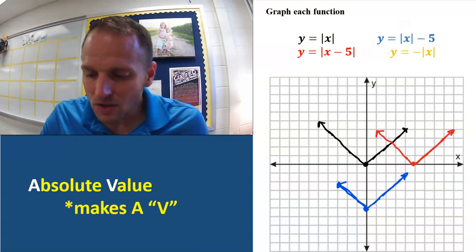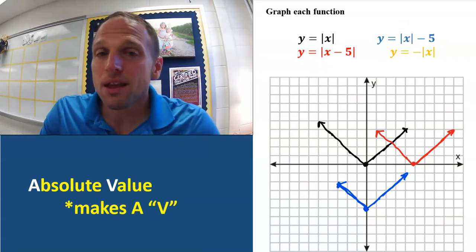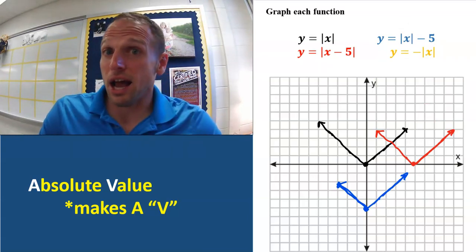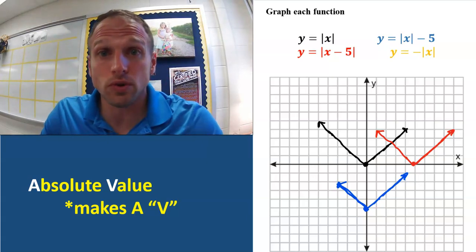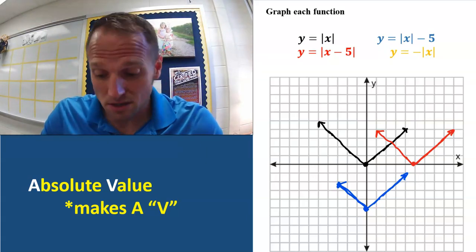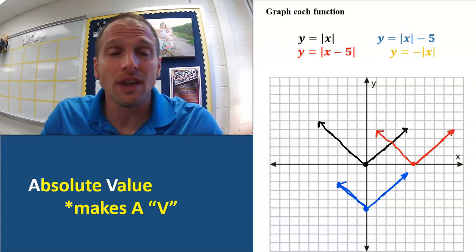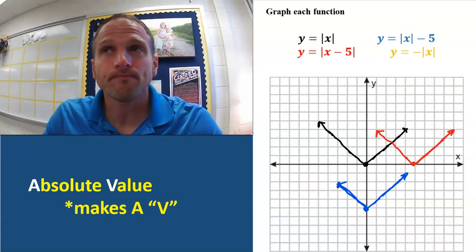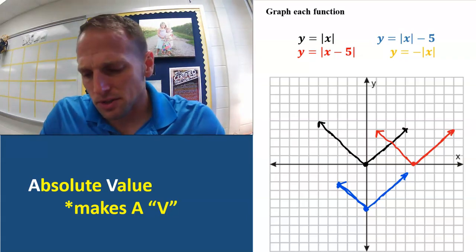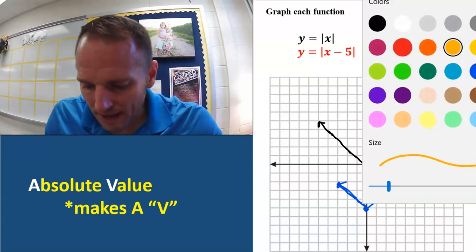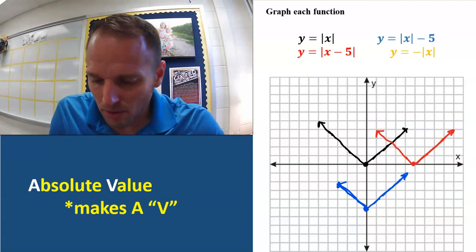Okay, now let's look at the next one, the yellow one. This time there's no extra number, right? So we know it's basically going to start in the middle, but what's different is there's a negative sign out in front of the absolute value. Okay, so let's think about this. Let's just imagine, I'm going to put another one up here.